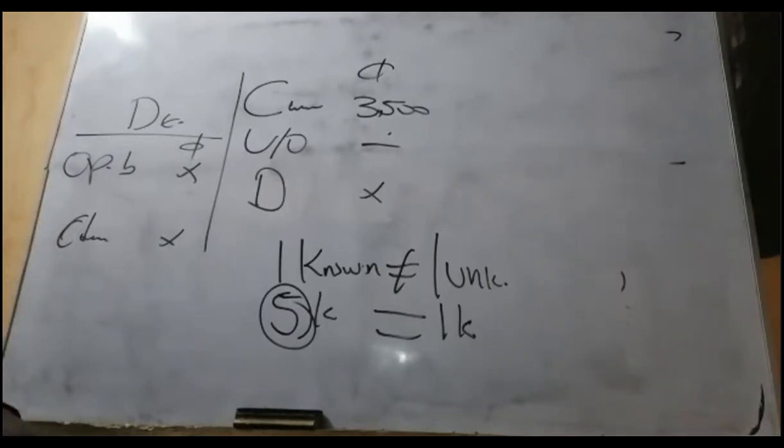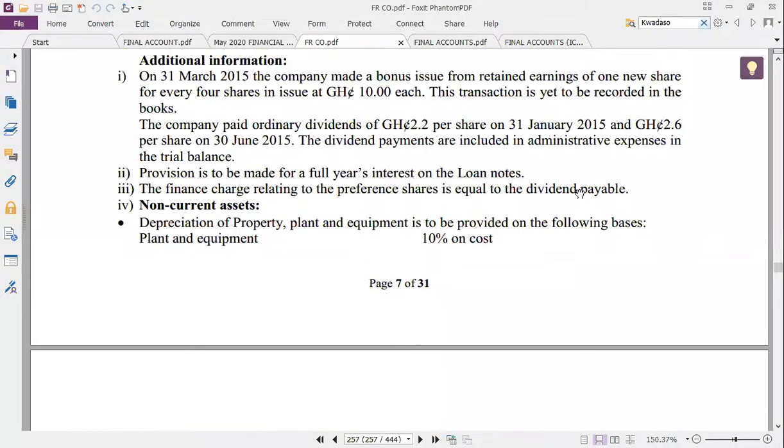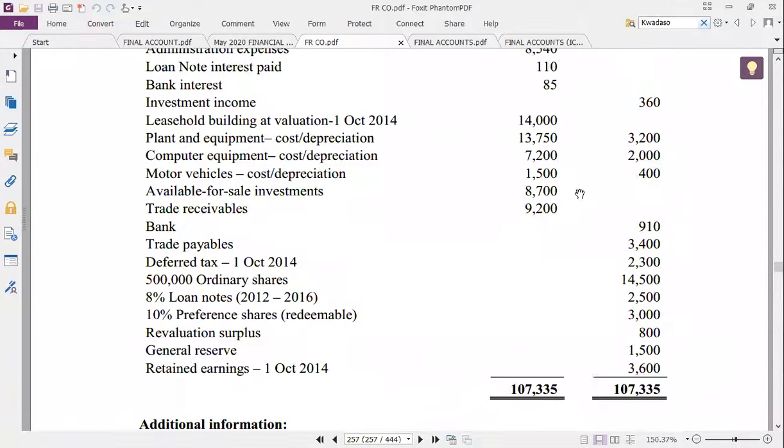So let me go and pick the open balance. The open balance of the deferred tax was given to us. If we see the deferred tax balance, they said it's 1st October 2014, that's the open balance.